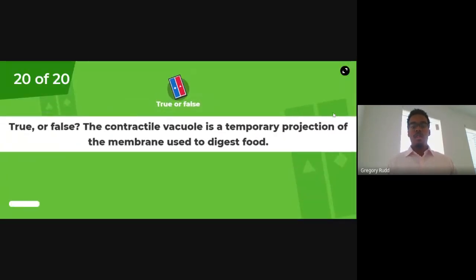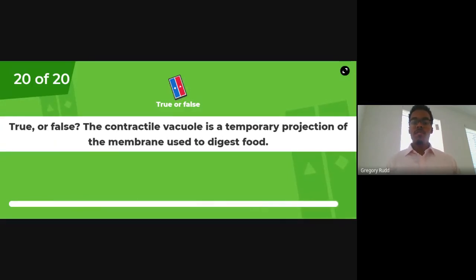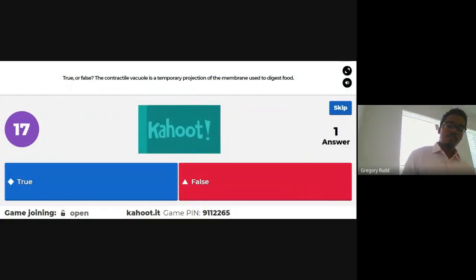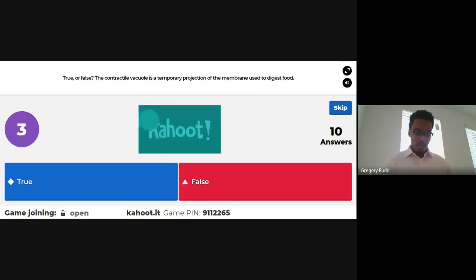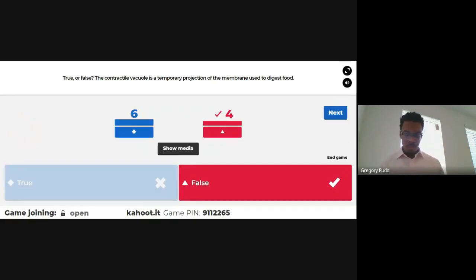All right, last question, true or false? The contractile vacuole is a temporary projection of the membrane used to digest food. Good. So the temporary projection of the membrane that's used to digest food is called the pseudopod, not the contractile vacuole.